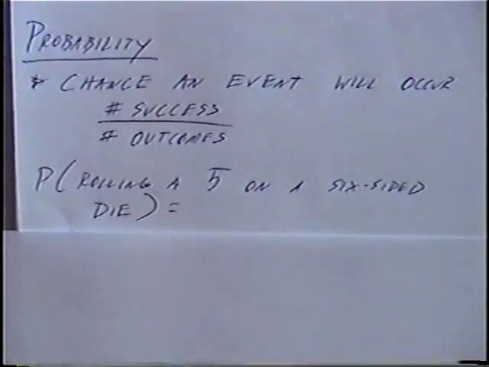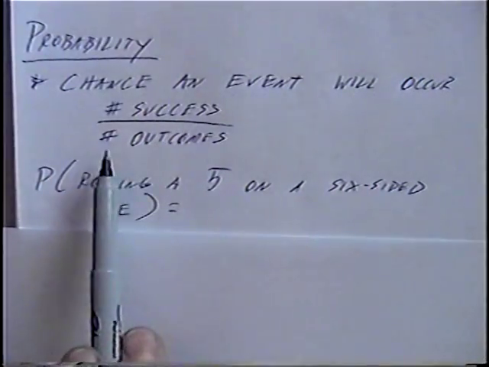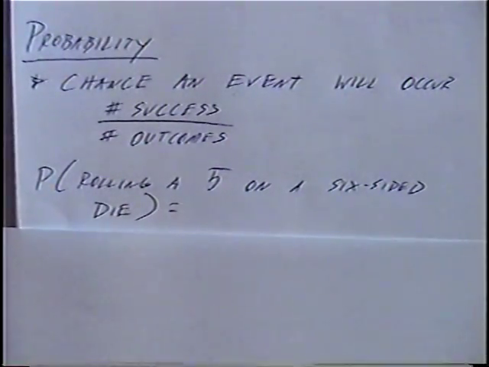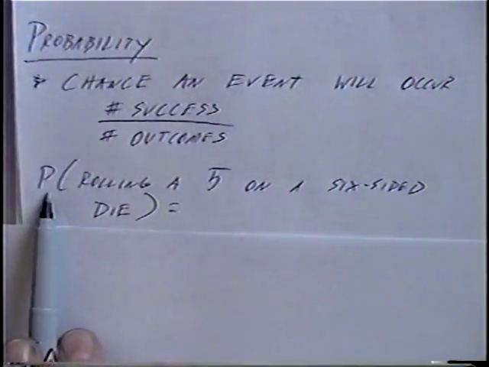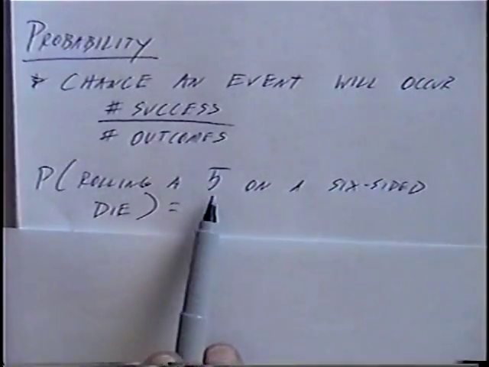For probability, we'll have a fraction for our answer. It'll be the chance of success, how many successes there are, divided by how many possible outcomes. First problem, we'll have probability of rolling a 5 on a 6-sided die. Success would be a 5.